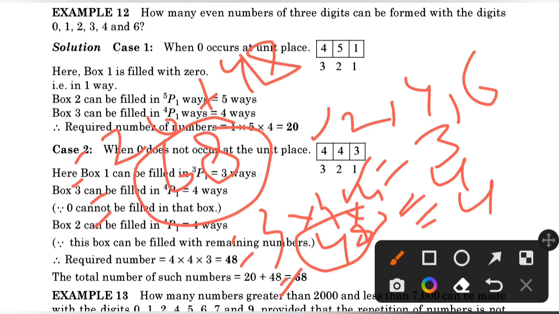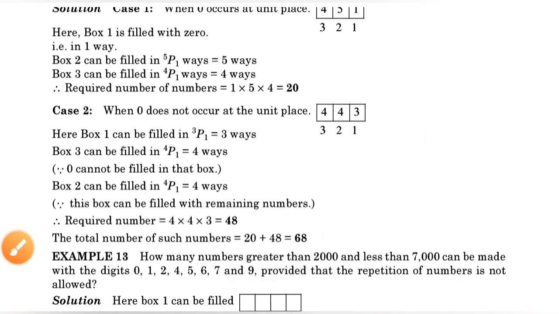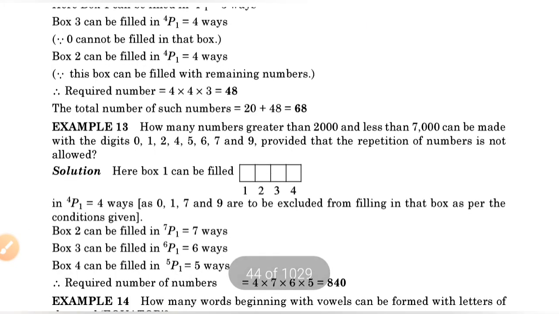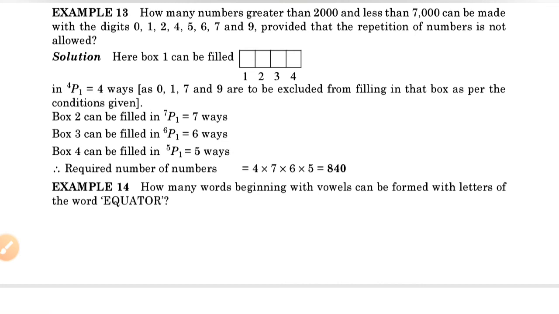Okay, this is a little bit tricky and interesting example. In example number 13, how many numbers greater than 2000 and less than 7000 can be made with the digits 0, 1, 2, 4, 5, 6, 7 and 9, provided that repetition of numbers is not allowed. Now in this example, repetition is not allowed and you have to solve this by yourself.